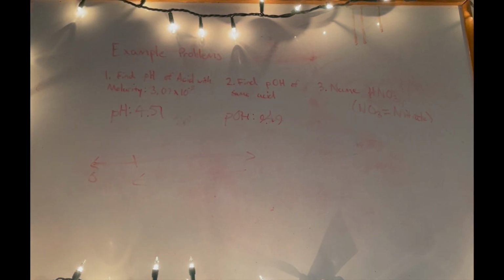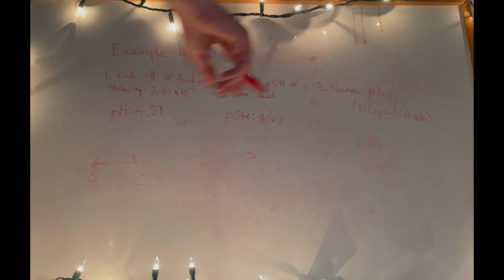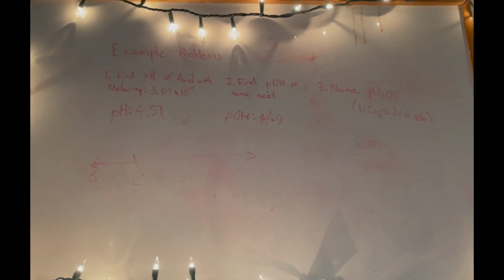Okay. And then for our last problem, it is name HNO3 with NO3 being nitrate. Remember, since this is an oxyacid, we don't need the hydro. And since it is nitrate, it's going to be changed to nitric acid. And that's going to be it.